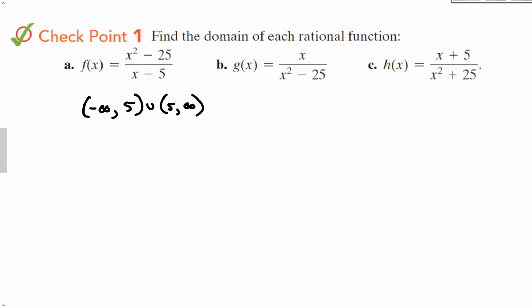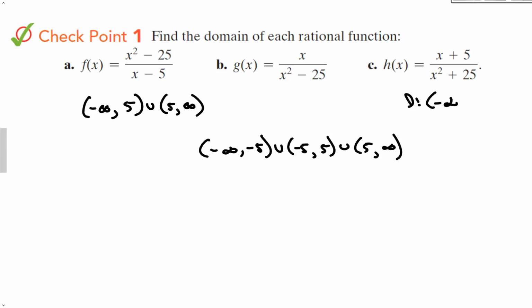Here, factor that, that's plus or minus 5. So we're going to need a little bit more room for this: from negative infinity to negative 5, from negative 5 to positive 5, oh, need a union, and from 5 to positive infinity. That's the domain of this function right here, function b, because when I factor the bottom, I get x plus 5, x minus 5. And here, just like the last example above, that does not factor into real numbers. The domain here is from negative infinity to positive infinity.